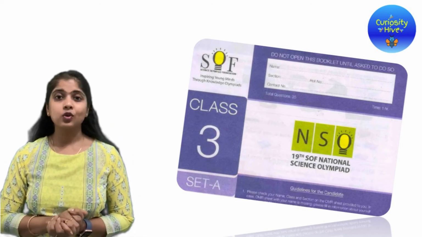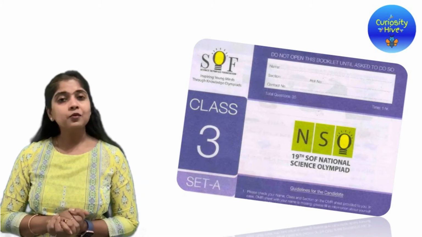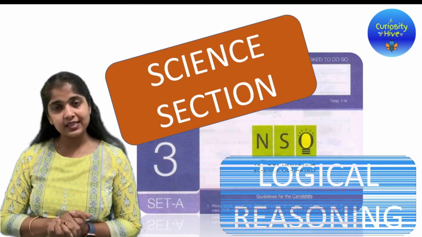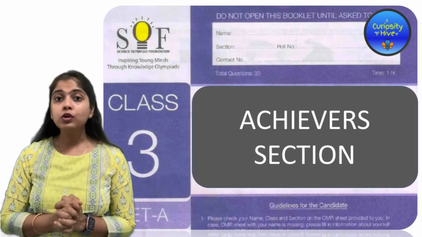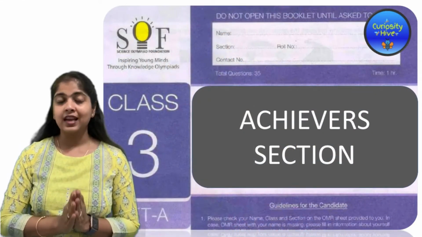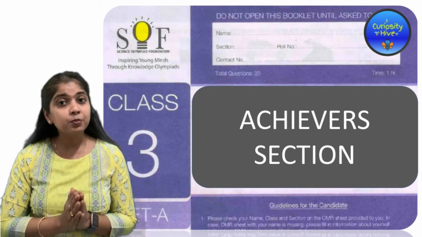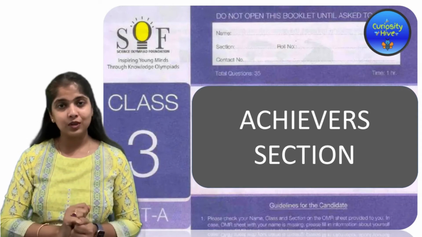Well, here we are solving the NSO Class 3 paper Set A. Now, we've already dealt with the science section and the logical reasoning section in the previous video. In this video, we are going to solve the Achiever section, and be with me till the very end of this video as we explain to you the intricacies and the way you should approach these questions.